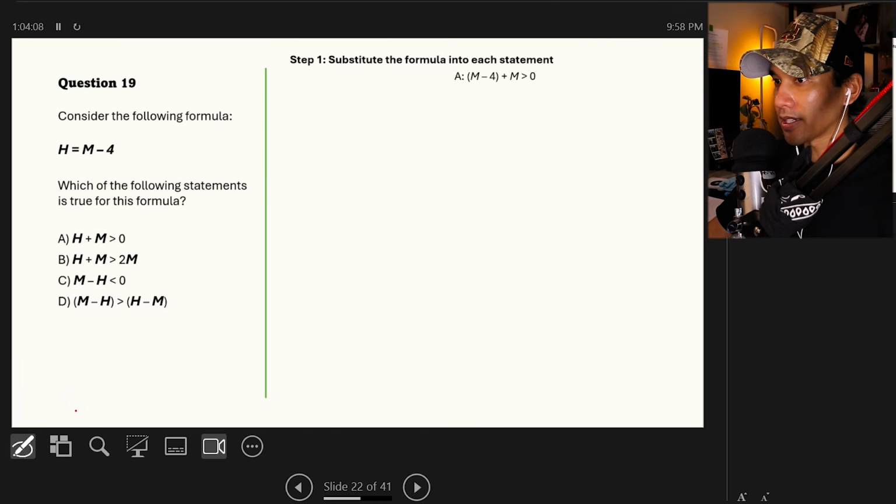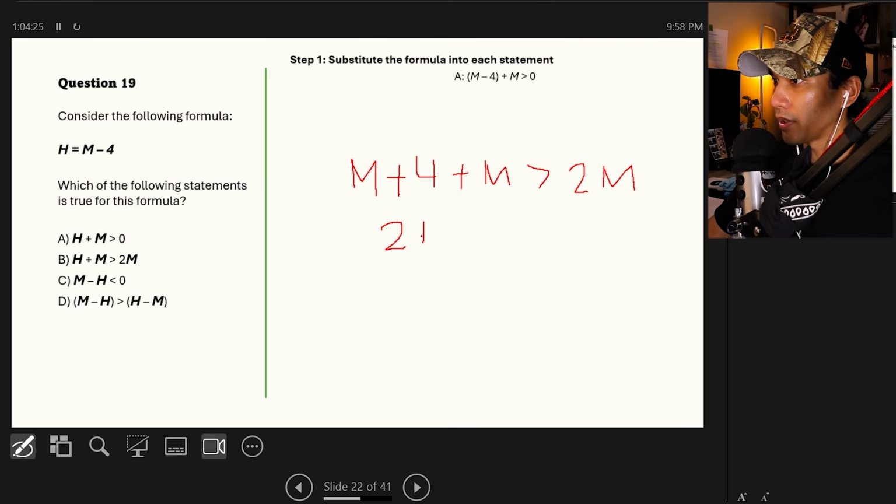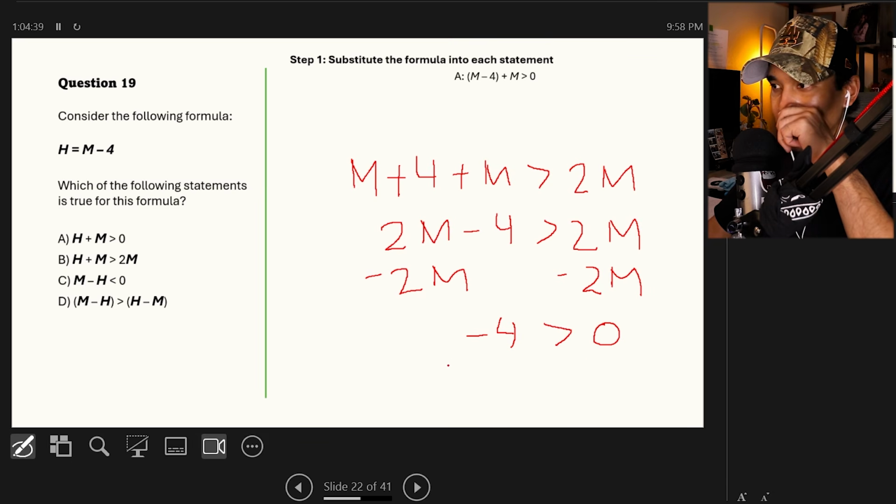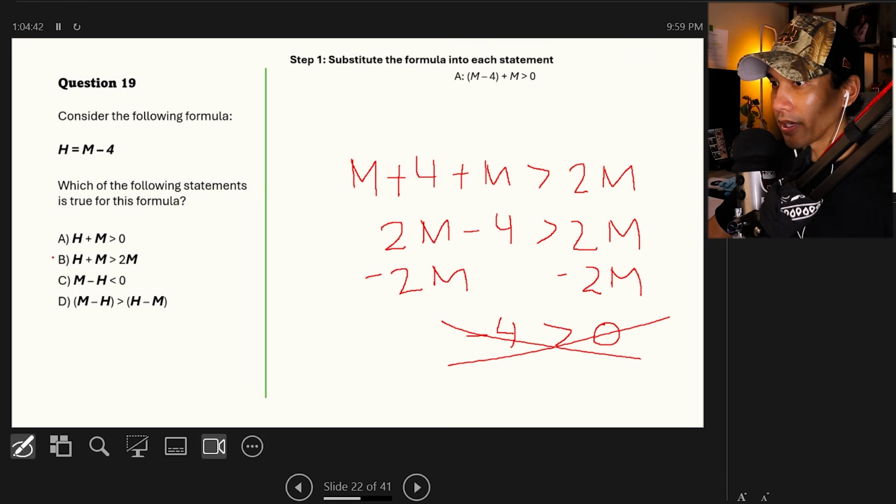Okay, erase all the ink. Now we're going to substitute the h over here. So for B, m plus 4 plus m greater than 2m. And then we have 2m plus 4 greater than 2m, and we subtract 2m from both sides. We have 4 is greater than 0, no wait, minus 4 is greater than 0, and that is an incorrect statement. So we can't have B.